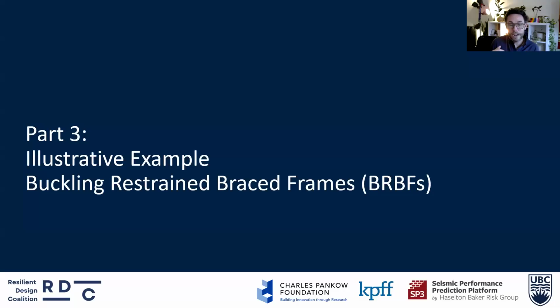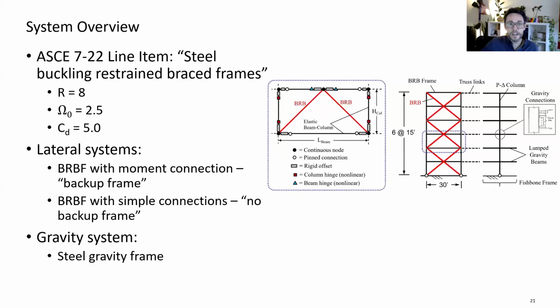So now that I've talked a little bit about our approach to functional recovery design of structural and non-structural systems, and I've given you a theoretical overview of the qualification procedure, I want to focus on using BRBFs, or buckling restrained braced frames, as an example, so you can get a better sense of how this process unfolds. So in ASCE 7-22, buckling restrained braced frames have a response modification coefficient R of 8, an overstrength or omega factor of 2.5, and a deflection amplification factor Cd of 5.